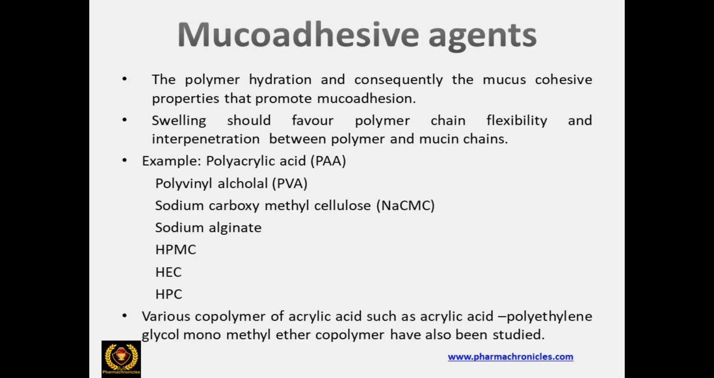Mucoadhesive agents: the polymer hydration and consequently the mucus cohesive properties promote mucoadhesion. Swelling should favor polymer chain flexibility and interpenetration between polymer and mucin chains. Examples: polyacrylic acid, PA; polyvinyl alcohol, PVA; sodium carboxymethylcellulose, NaCMC; sodium alginate; HPMC; HEC; HPC. Various copolymers of acrylic acid, such as acrylic acid polyethylene glycol monomethyl ether copolymer, have also been studied.